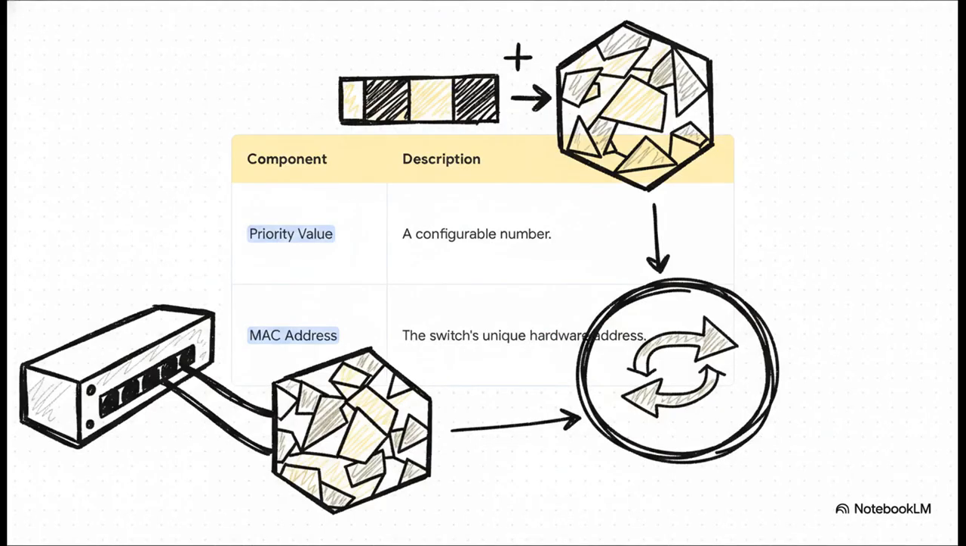So how do they vote? They use something called a bridge ID. Think of it like a campaign sign. It's got two parts. First, a priority number, and this is one we can actually change as network admins. And second, the switch's own MAC address, which is totally unique.